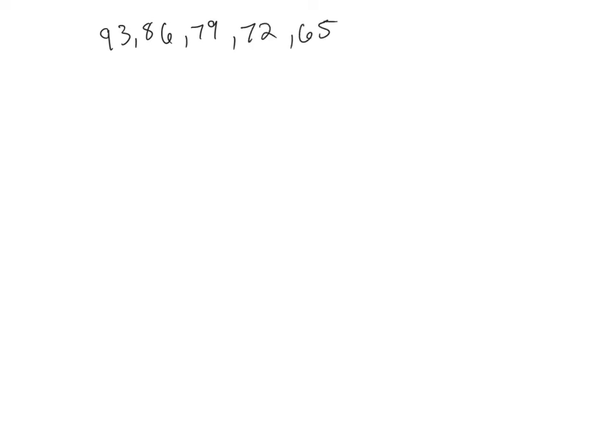Well, I noticed that this is decreasing, right? But it's not decreasing by a whole lot. Let's see how much it's decreasing each time. From 93 to 86, it is decreasing by 7. From 86 to 79 it's also decreasing by 7. So I see a linear pattern here because everything's decreasing by 7.